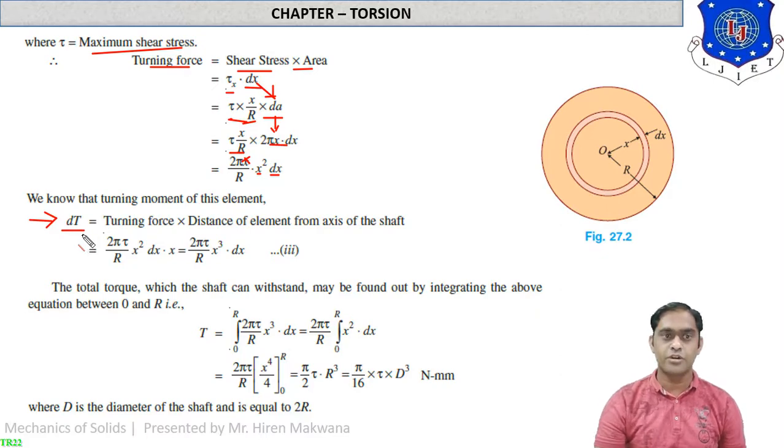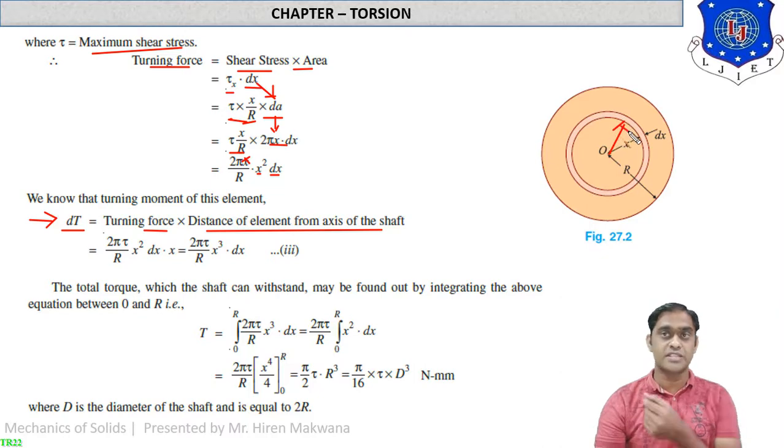Now what is the formula for torque? It is equal to turning force into distance of element from axis of the shaft. Actually, distance of element is also x from the axis of the shaft, means from the centroidal axis of the shaft, means from point O. So now the turning force is replaced directly, 2 pi upon r into x square dx into tau.